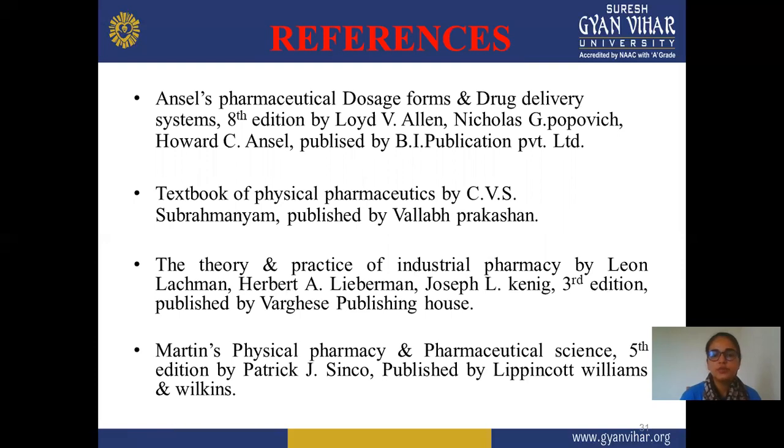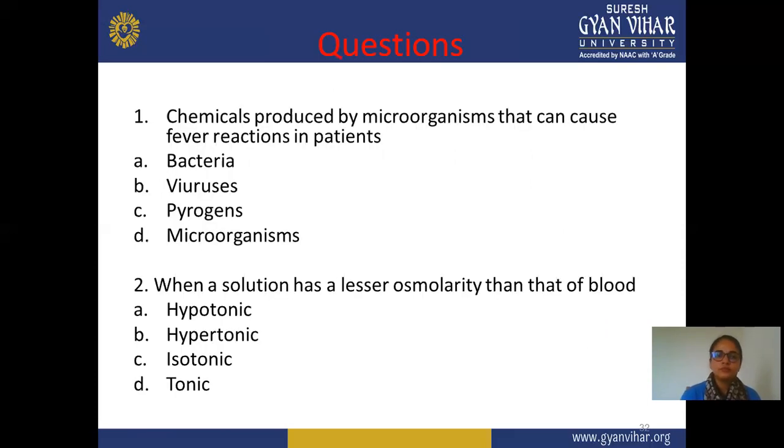Pharmaceutical Dosage Forms and Drug Delivery System by Ansel, published by BI Publications Private Limited. Famous textbook of Physical Pharmaceutics by C.V.S. Subramanyam, published by Vallabh Prakashan. Next is The Theory and Practice of Industrial Pharmacy by Leon Lachman, Herbert A. Lieberman, Joseph L. Kanig, third edition, published by Varghese Publishing House. Next reference is Martin's Physical Pharmacy and Pharmaceutical Sciences, fifth edition, by Patrick J. Sinko, published by Lippincott Williams and Wilkins.